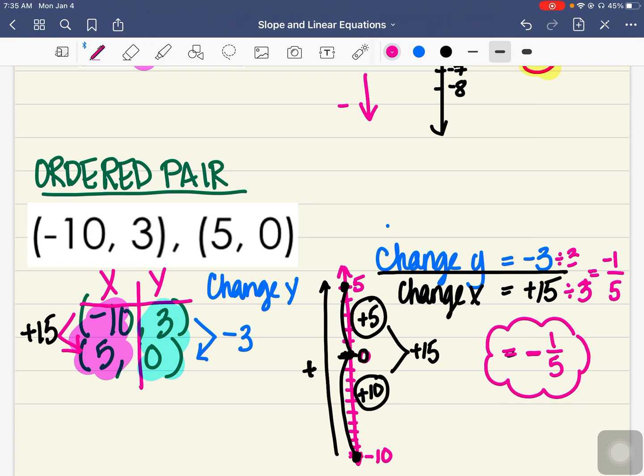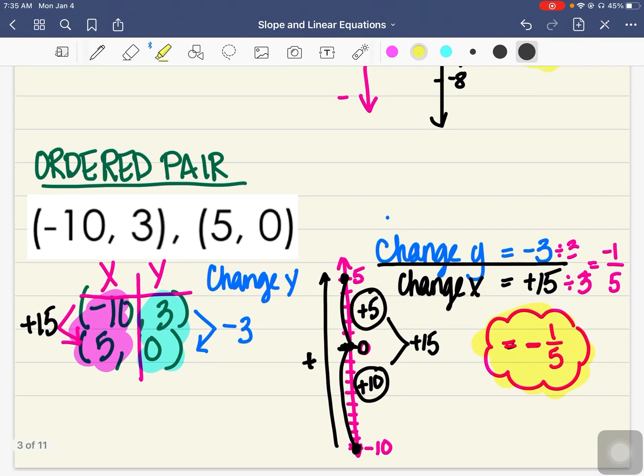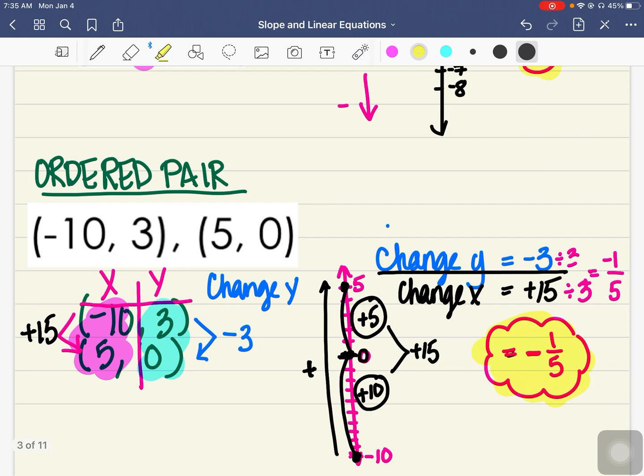Yes, slopes and rate of change. Slope and rate of change, they can be written as fractions. These two we just did were fractions. 1/2, negative 1/5. They can be positive. They can be negative. They can also come out to be integers or whole numbers. That would work as well. But you get all kinds of different answers. But remember, we're still looking for a pattern.